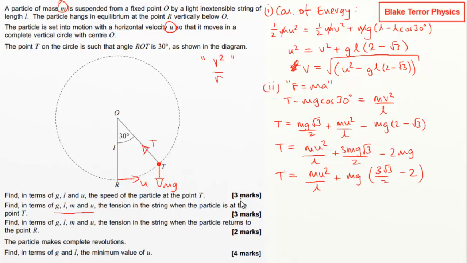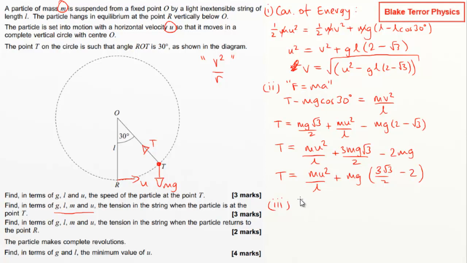Yeah, a little bit messy, but it's just keeping track of the algebra really rather than anything else. I don't think we can simplify it down any more than that. So that was fine. Find in terms of g, L, m and u, again, the tension in the string when the particle returns to the point R. Okay, well, whether it's returned to point R or started at point R, we're still doing exactly the same thing here. This is the same question.